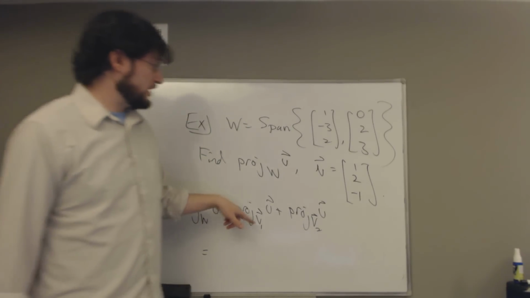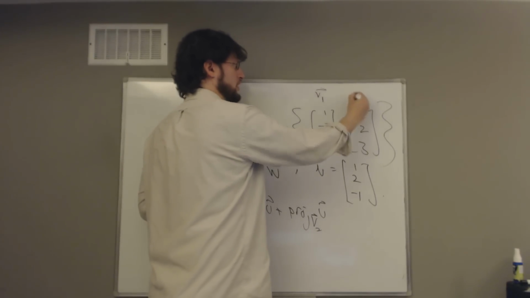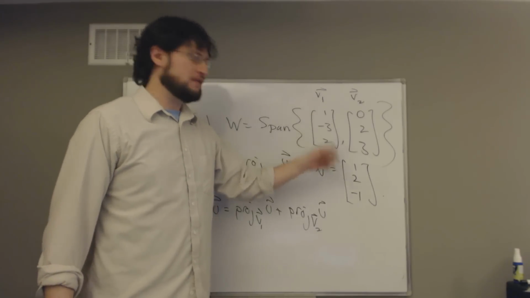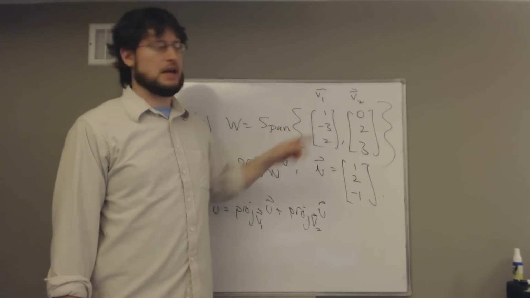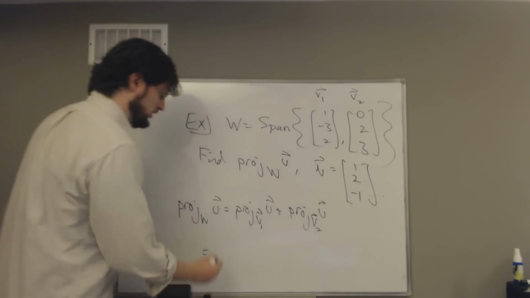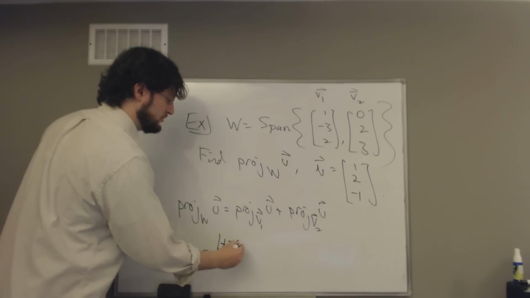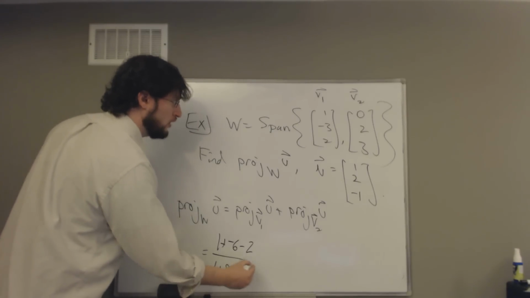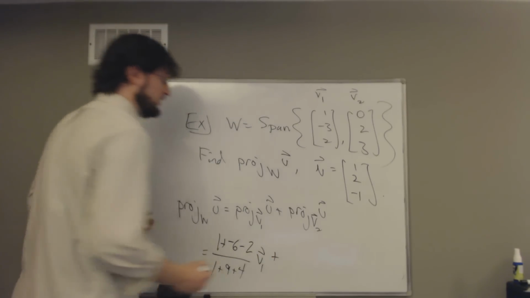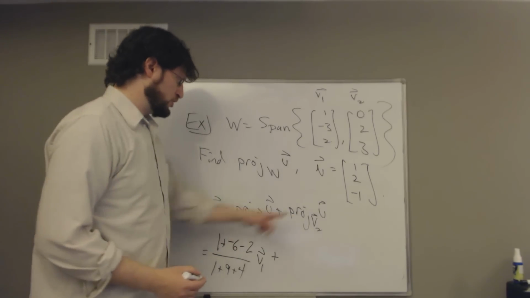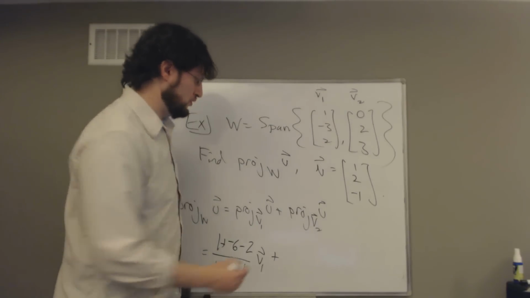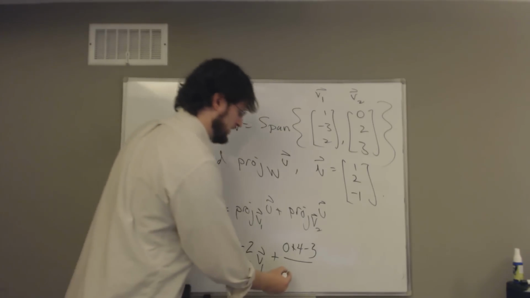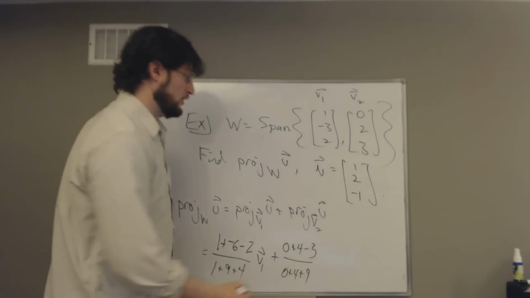Let's call this one v1 and this one v2. We're just going to remember our formula: u dot v1 divided by v1 dot v1, times v1. So that's going to be 1 plus -6 minus 2 over v1 dot itself, 1 plus 9 plus 4, all times v1, plus the projection of u onto v2, which is u dot v2, which is 0 plus 4 minus 3, all over v2 dot itself, which is 0 plus 4 plus 9, all times v2.